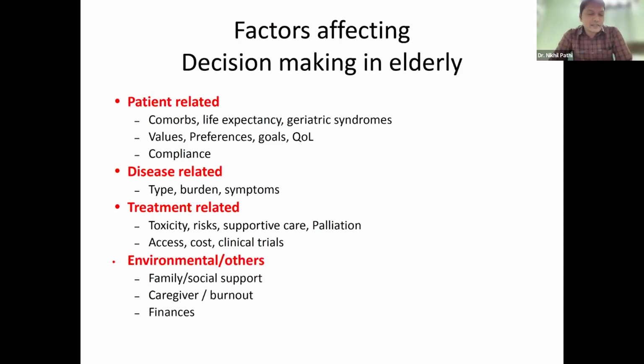Correct. Thanks, Dr. Pradeep. As enumerated by you, there are patient-related factors in terms of the comorbidities, life expectancy, geriatric syndromes, and what the patient wants, or the aim of treatment, or the preferences or goals for him. Then the disease-related factors like the type of the disease, whether that's a chemosensitive disease or not, burden or symptoms, and the treatment-related factors: toxicity, whether the intent is curative or palliative, the logistics involved in treatment, social support, finances, family's willingness. All these probably play a major role in whether a particular disease or patient can be treated or not.